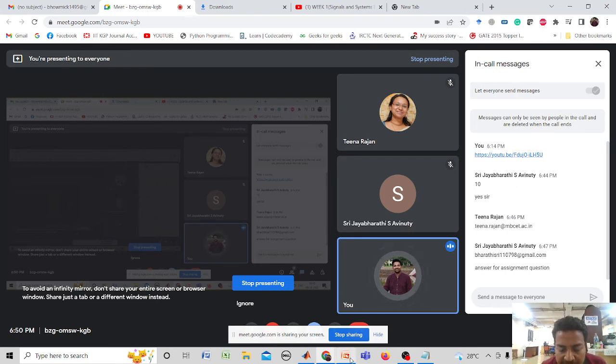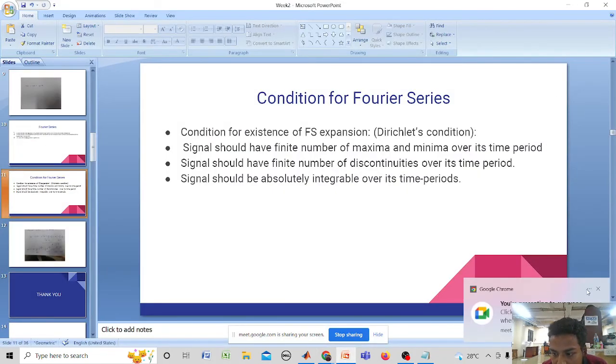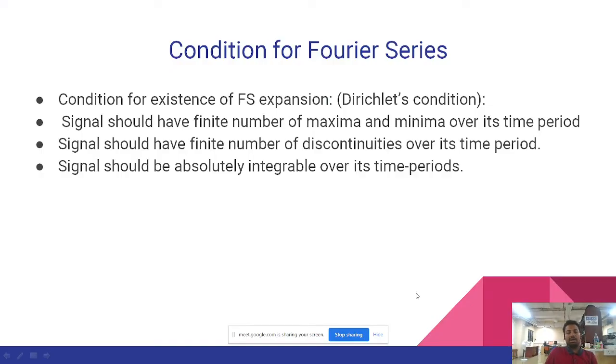So fine, let us go into Fourier series. We have understood what a Fourier series does. We understood that Fourier series exists for periodic signals. We know that Fourier series actually reduces a signal to an infinite sum of sines or cosines. The next thing we have is the condition for existence of Fourier series expansion.